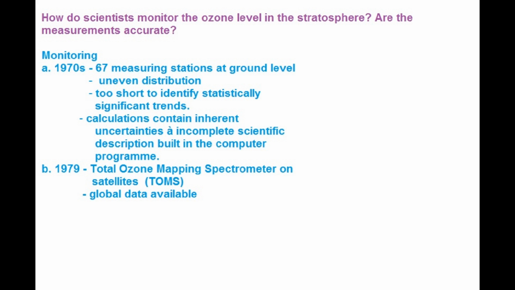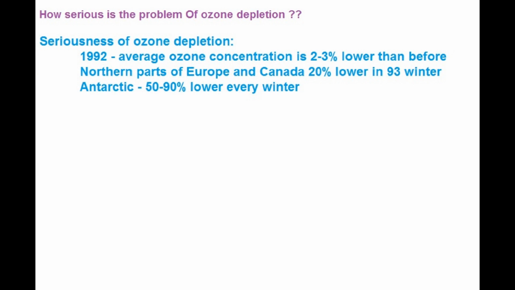Since 1979, the Total Ozone Mapping Spectrometer on satellites, TOMS. Global data available. How serious is the problem of ozone depletion? Seriousness of ozone depletion: 1992, average ozone concentration is 2-3% lower than before. Northern parts of Europe and Canada 20% lower in the winter of 1993.